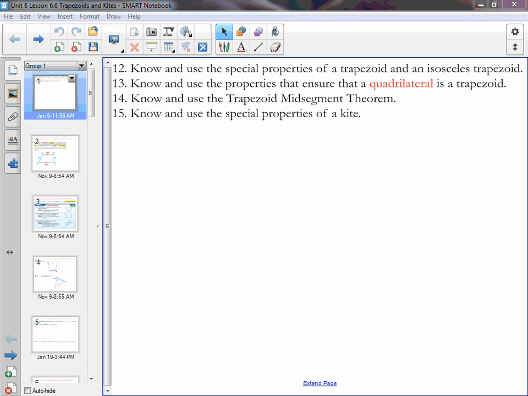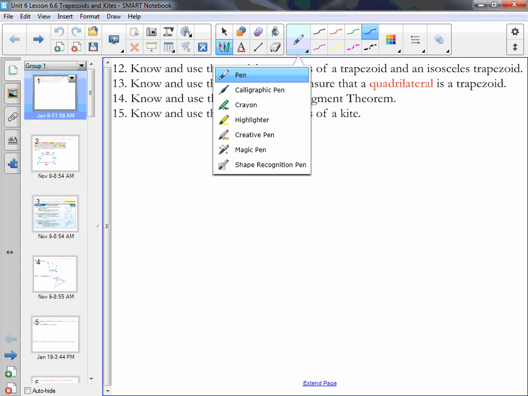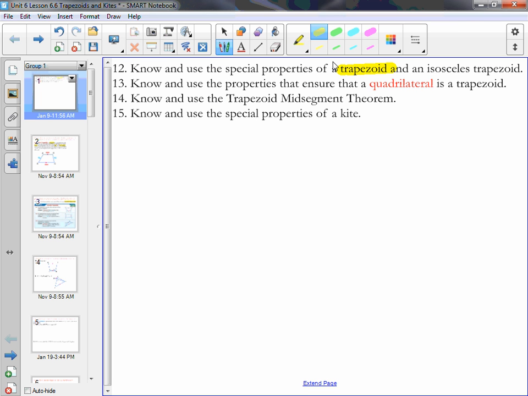So, we're going to have to know what a trapezoid is, and then what a special type of a trapezoid called an isosceles trapezoid is. Then we're going to have to know a theorem about trapezoids. In fact, we'll have to learn what a midsegment of a trapezoid is. And then finally, know and use the special properties of a kite. So, we've got to learn definitions for trapezoid, isosceles trapezoid, midsegment of a trapezoid, and kite. Okay? So quite a bit of vocabulary here.